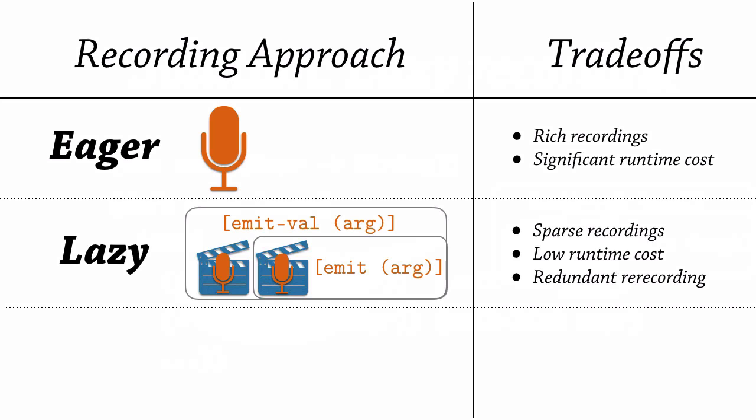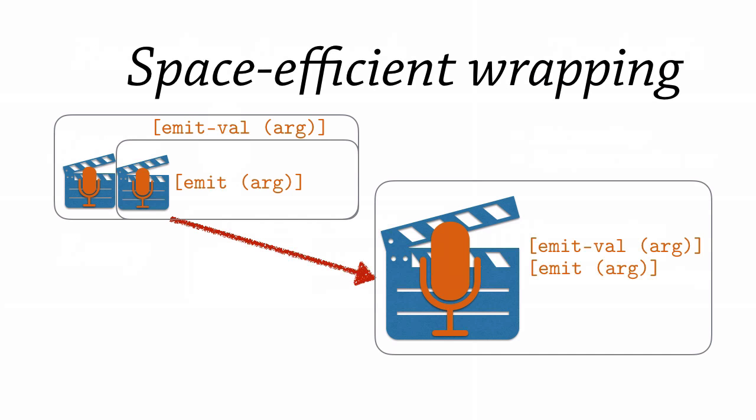Okay. So how do we fix space-inefficient wrapping? Well, we use space-efficient wrapping, and this is what space-efficient wrapping is. We have this wrapper within a wrapper. The inner wrapper knows that we're going to record the values as emit's argument. The outer wrapper knows that it's emit val's argument. So let's combine these two and record them simultaneously as coming from both of the places at once.